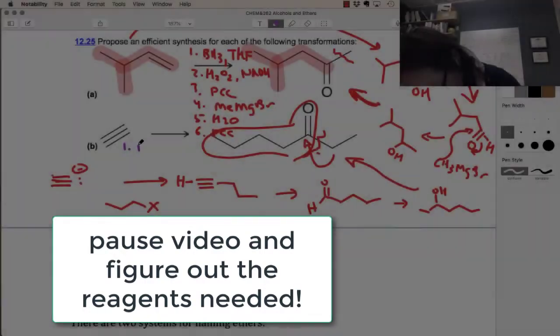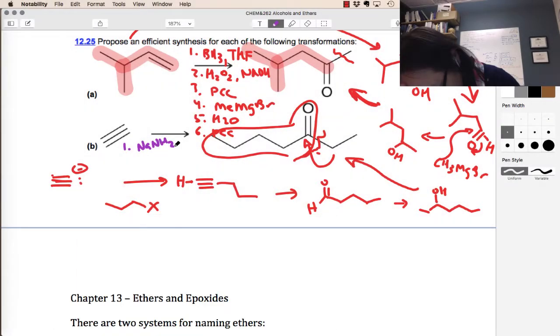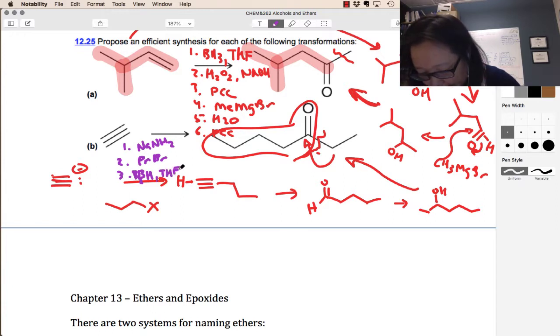So the reagents are going to be, you need NaNH2, and then you need your propyl halide, so I'll just call it bromide. Then you need the anti-Markovnikov, R2BH, or BH3 if you want, THF for hydroxide and peroxide. That's hydroboration to get to here.